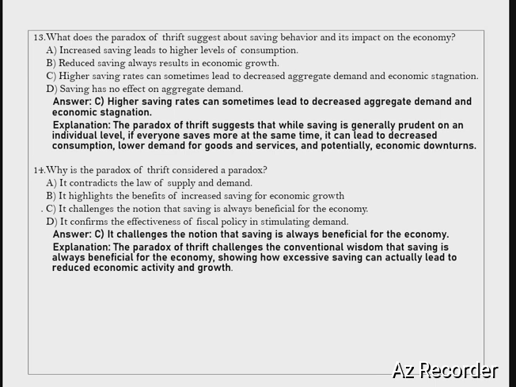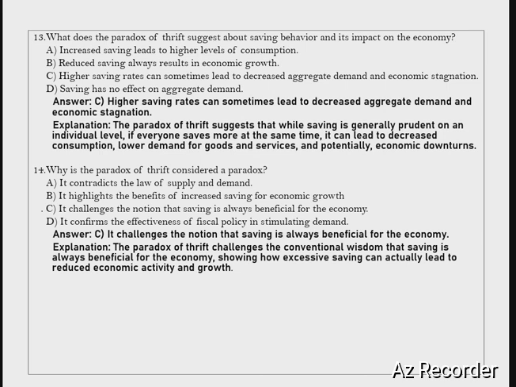Next question is, why is the paradox of thrift considered a paradox? Option A, it contradicts the law of supply and demand. Option B, it highlights the benefit of increased saving for economic growth. Option C, it challenges the notion that saving is always beneficial for the economy. Option D, it confirms the effectiveness of fiscal policy in stimulating demand. Correct answer is option C.